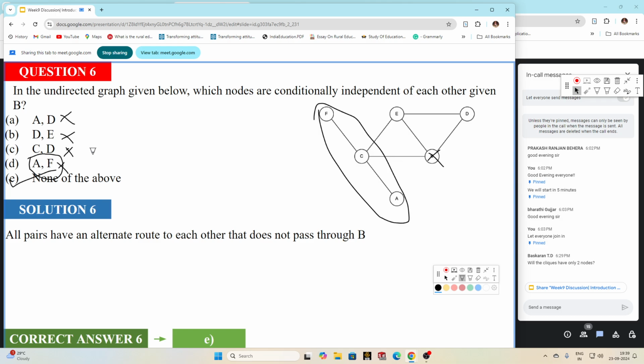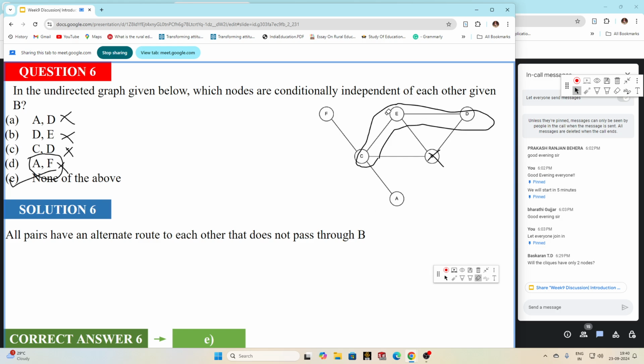So the others are clear, right? CD, let's see CD. This is the path, CD. Okay, let me erase this. So this is for CD: C to E, then E to D. Now let me erase this for DE.